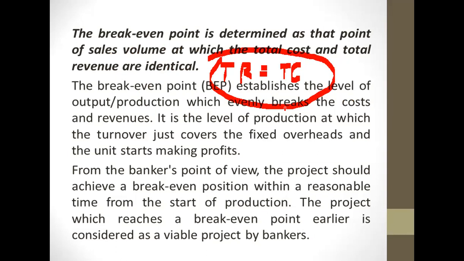From the banker's point of view, the project should achieve a break-even position within a reasonable time from the start of production. So every firm is expected to come to a break-even point after a certain period of time. Then only the bank will accept the project. If the break-even period is too long, the bank shall not accept your project. The project which reaches a break-even point earlier is considered a viable project by bankers. So the faster your project reaches the break-even point, the better it would be.